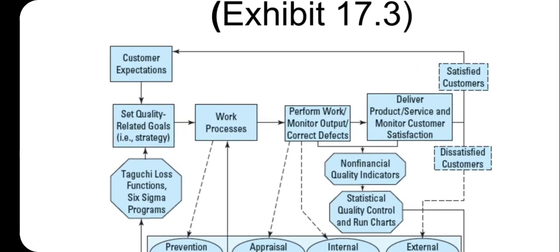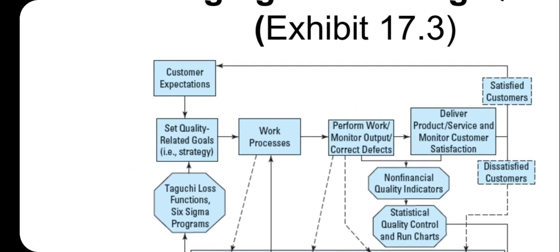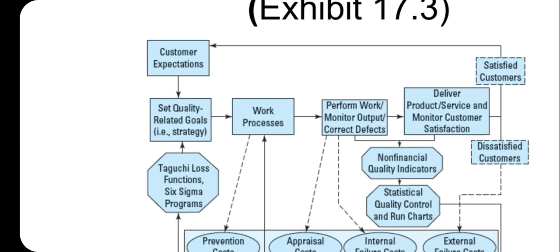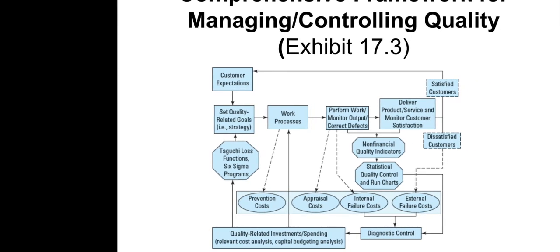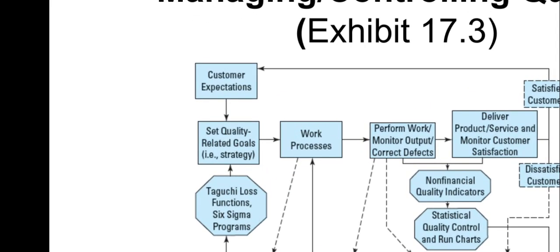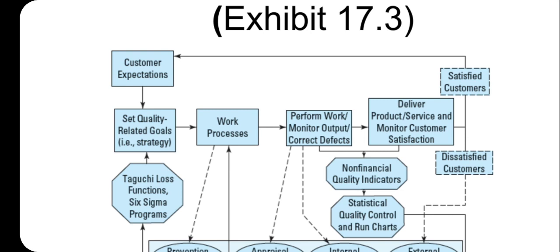So see here, the first box on the left side of the figure or exhibit. The quality always refers to customer satisfaction and expectation. So the first box on the left side of this figure is the customer expectation. Everything refers to customer satisfaction. So the framework is like this.